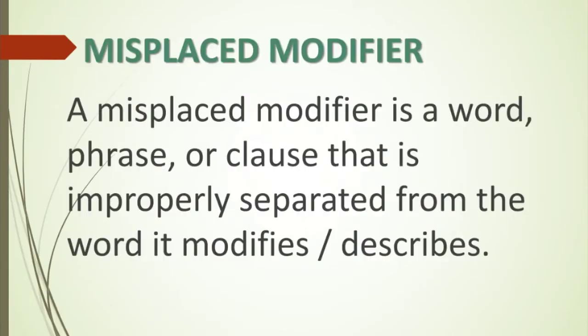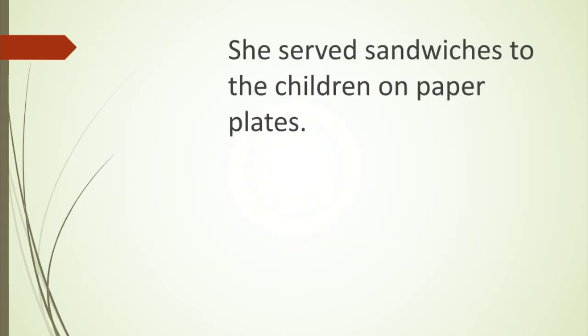So now, let us proceed to the two common mistakes in grammar: the misplaced modifier and the dangling modifier. But let us first tackle the misplaced modifier. It is a word, phrase, or clause that is improperly or sometimes awkwardly separated from the word it modifies or describes. So an example is, she served sandwiches to the children on paper plates.